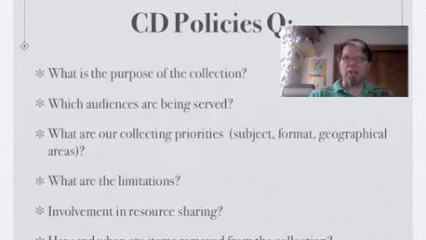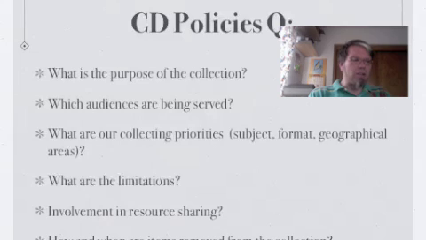What's the purpose of the collection? Which audience is being served? What are collecting priorities, whether it's subject, format, geographical? What are the limitations of the collection? The commitment of the library to being involved in resource sharing, and probably one of the most difficult is how and when are items removed from the collection.